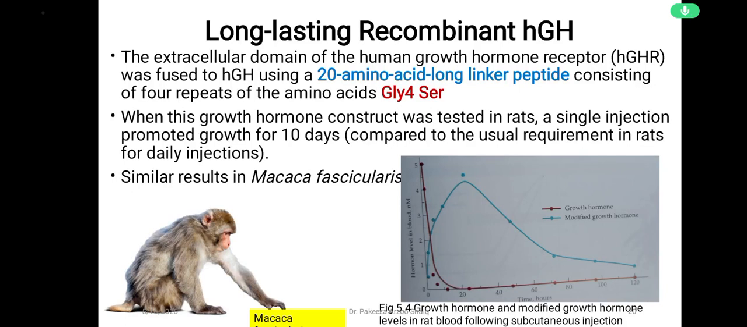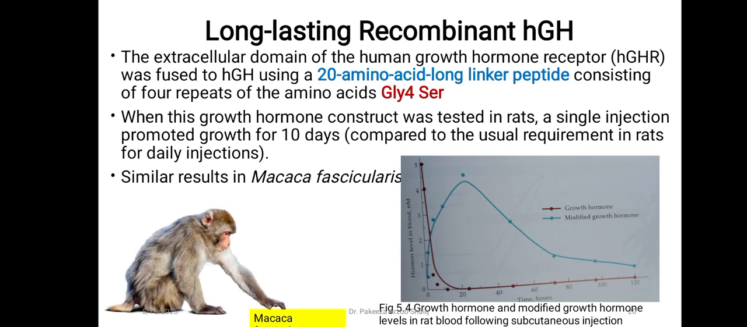Assalamu alaikum. So let's discuss how to generate long-lasting recombinant human growth hormone. We have discussed this strategy earlier in other classes of our health biotechnology, that addition of extra amino acids to the N terminus or the C terminus can exponentially increase the half-life of that recombinant drug, therapeutic protein, or any other biotechnology protein of importance. So this is what was done by the scientists when they generated long-lasting recombinant human growth hormones.